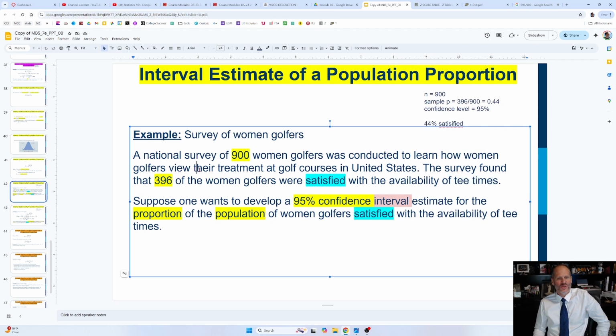I think treatment at a golf course is really different than whether or not there are tee times available. Suppose one wants to develop a 95% confidence interval.